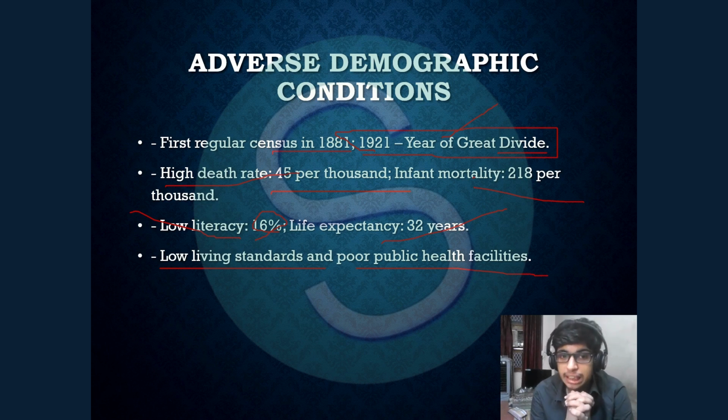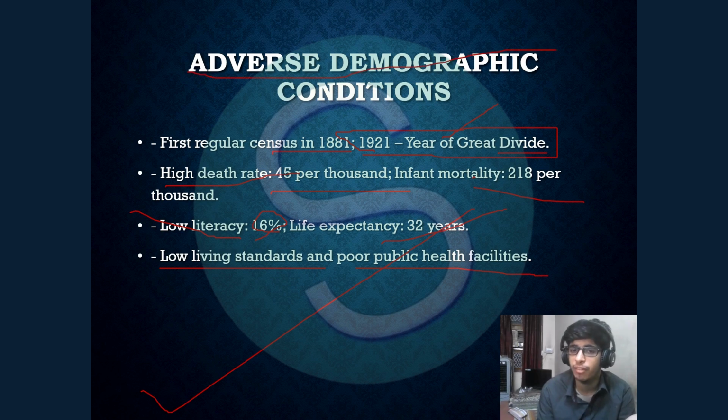There was a low literacy rate, 16%. Life expectancy was only 32 years. Wow, it is only 32 years. It was very low, right? So this was the adverse demographic condition that our country had at the time of independence.